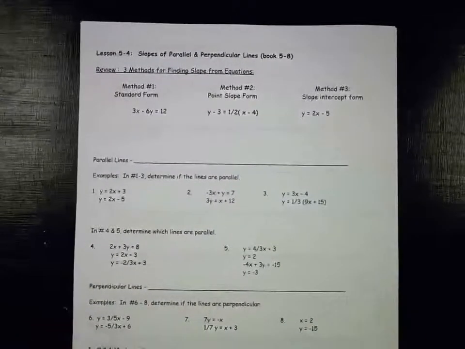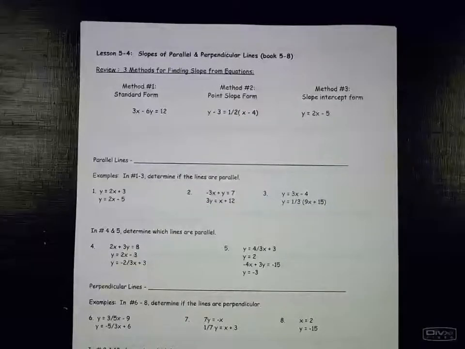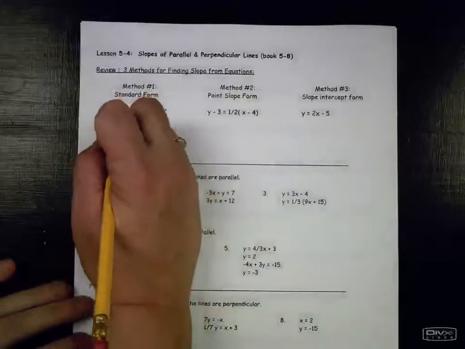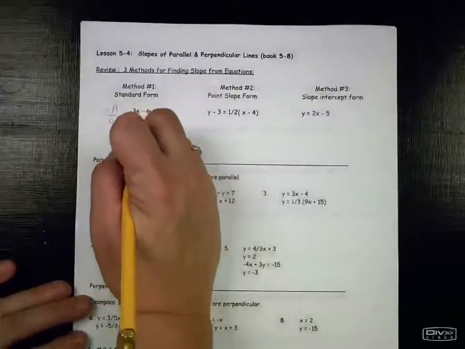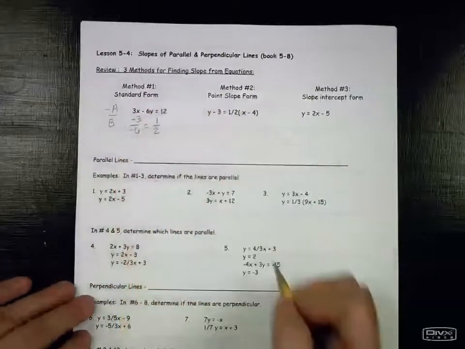Chapter 5, Section 4 is slopes of parallel and perpendicular lines. This is a little bit of a review, just a reminder of how you find slopes. The first one here is standard form. To find the slope, you do negative a over b. That would be negative 3 over negative 6, which is 1/2.